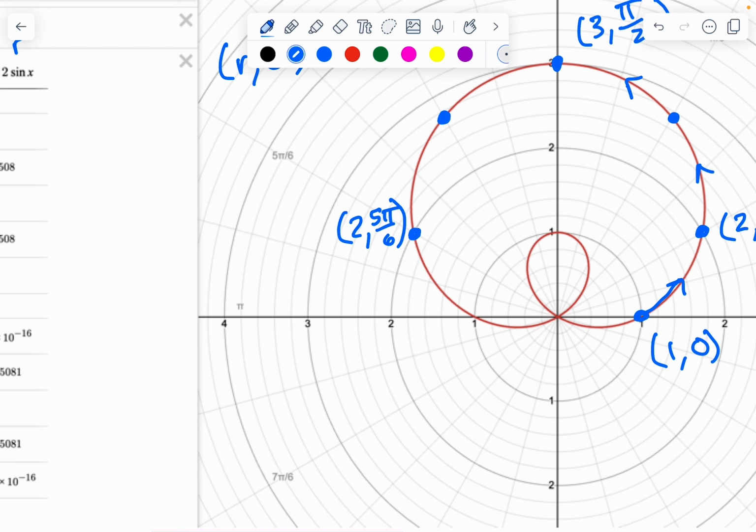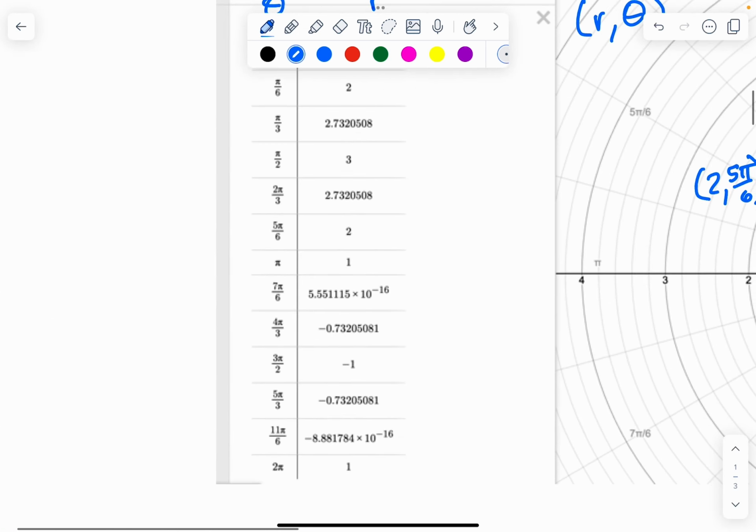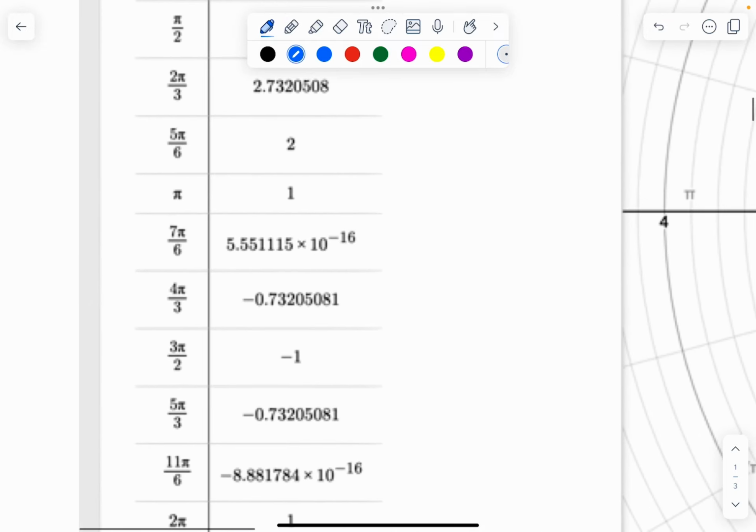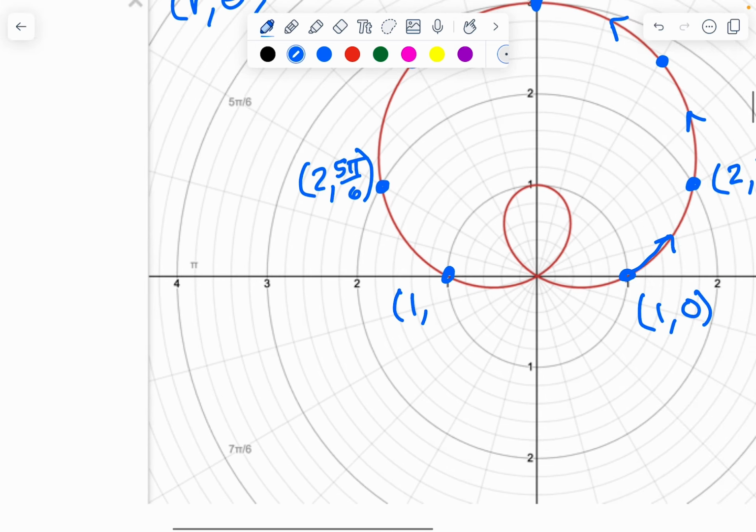Then after 5 pi over 6 comes pi. Looking at the chart, f of pi equals 1. So this is the point 1 comma pi, r theta.